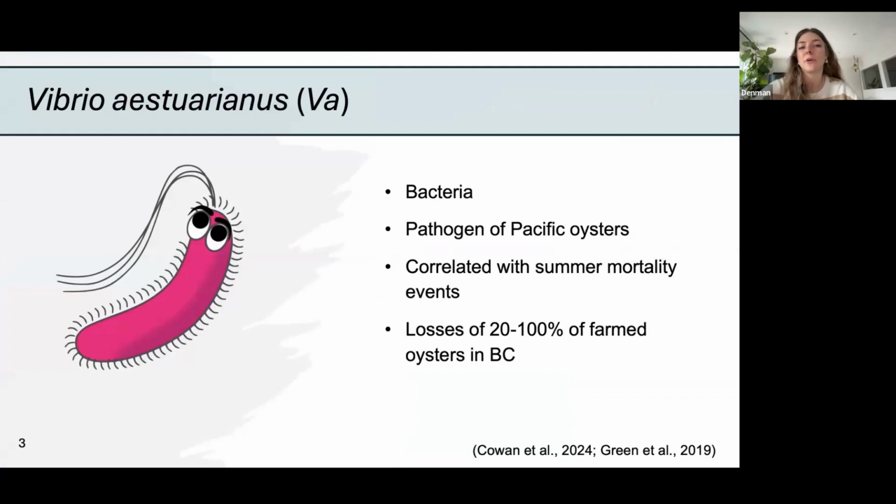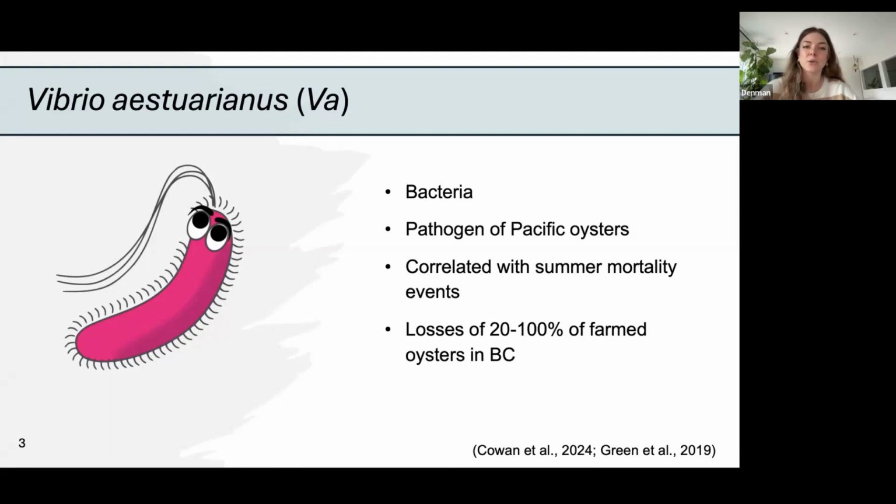So for my project, just going over a little bit of the background information, I'm going to start talking about Vibrio aestuarianus, or VA, I'm going to be referring to it as. Many people watching this probably already know about Vibrio, but essentially it is a bacteria. It is a well-known pathogen of Pacific oysters and has been heavily correlated with our summer mortality events, which are our marine heat wave events that we're getting more often every summer on the BC coast, and these summer mortality events are causing losses of 20 to 100% of farmed oysters in BC on different farms.